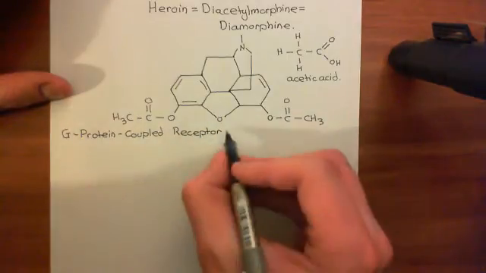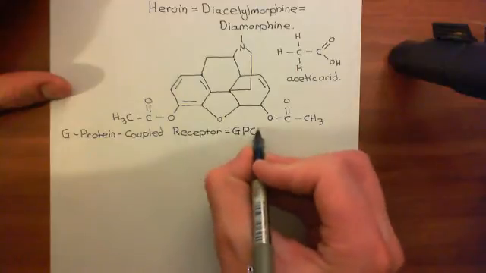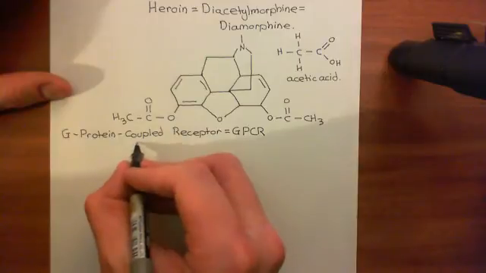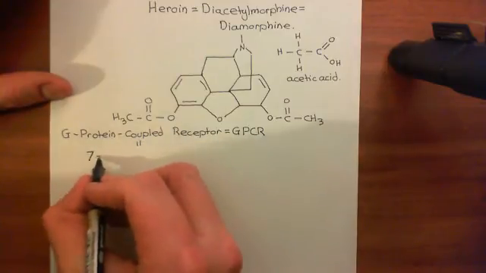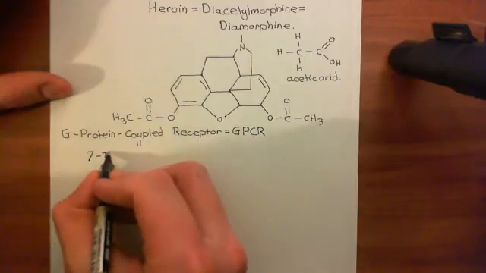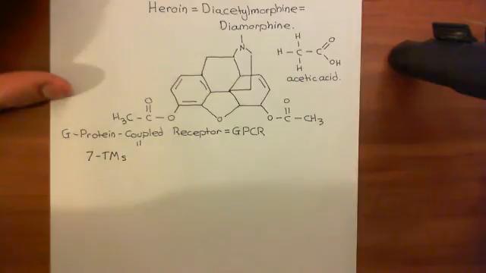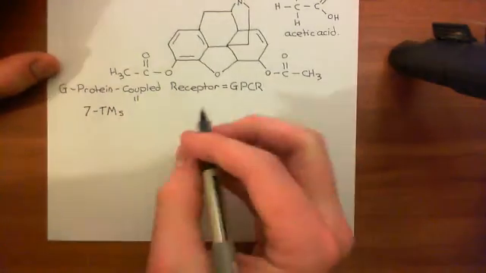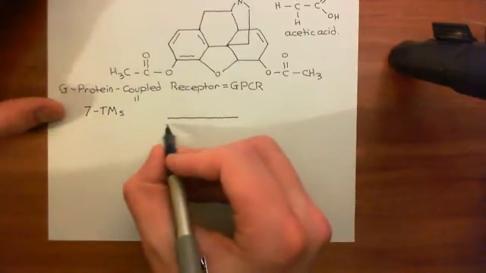Right, so G protein coupled receptors, which are often abbreviated to GPCR for short. G protein coupled receptors also have a number of other names. They're often also called 7 transmembrane receptors, or 7TMs for short. So we've got these multiple different names for G protein coupled receptors. Let's now discuss the structure of G protein coupled receptors.